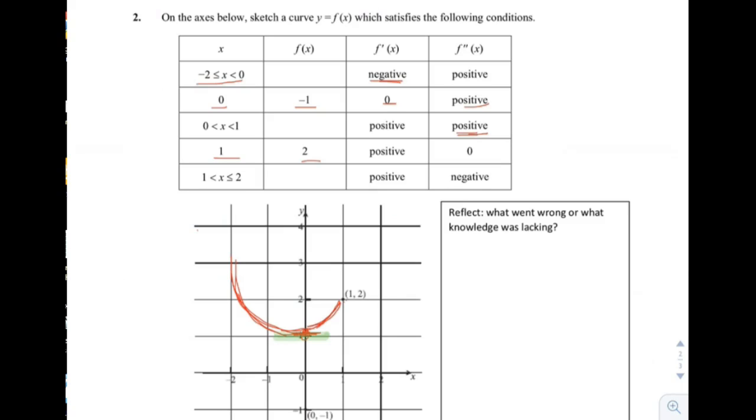So we use that information. It says the f dash is positive between 0 and 1. Yeah, we drew it positive also. And then we marked 1, 2, and it says f dash continues to be positive there. And then finally, from 1 to 2, f dash is positive and f dash dash is negative. So the concavity is now down for this region here, but the slope, the gradient, is positive. So that means that it kind of turns over like that. So here's an inflection point. Okay, so it looks kind of like this.